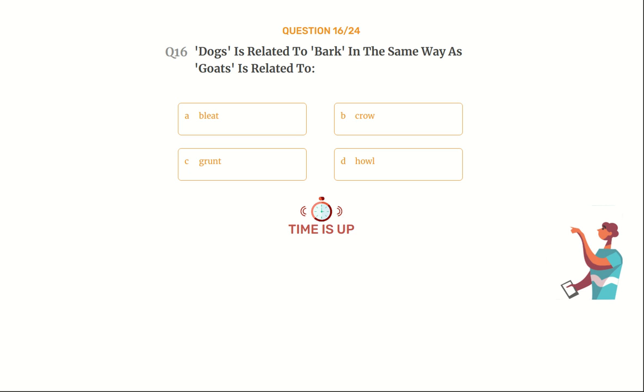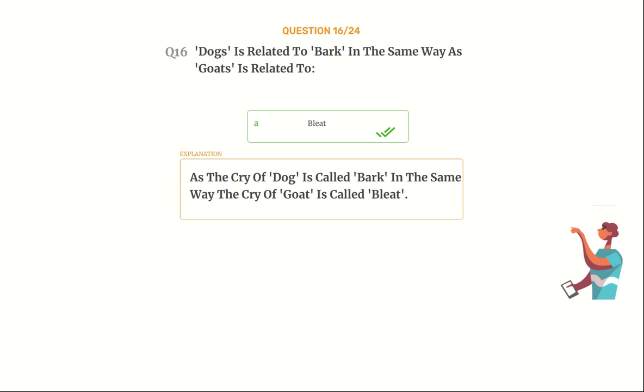The correct answer is option A. Bleat, as the cry of a dog is called bark, in the same way the cry of a goat is called bleat.